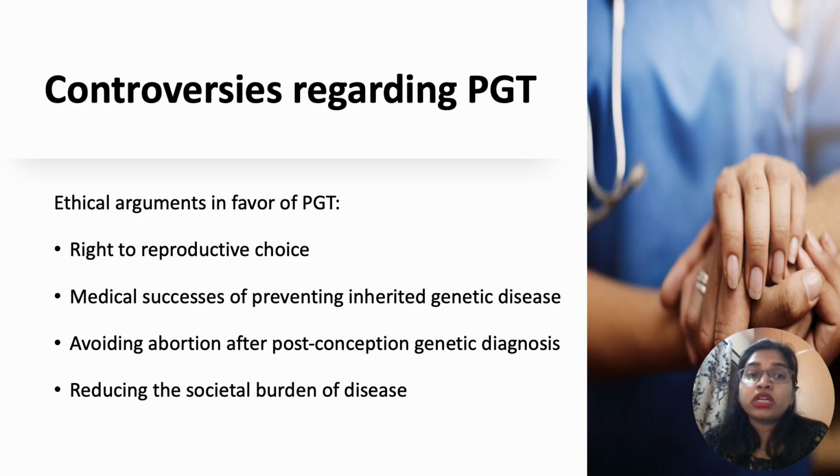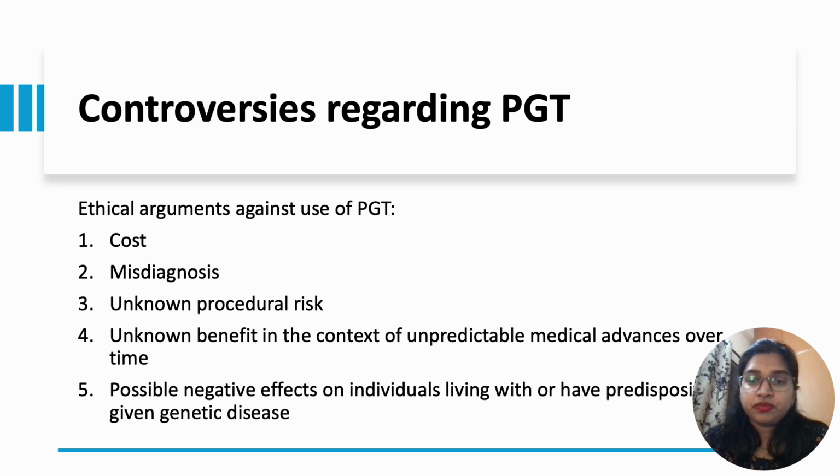Next comes, what are the controversies regarding PGT? So there are ethical arguments that favor PGT. These are: everybody has the right to reproductive choice. Medical successes are there of preventing inherited genetic disease, so we should use them. Avoiding abortion after post-conception genetic diagnosis we can do, and it can reduce the societal burden of disease.